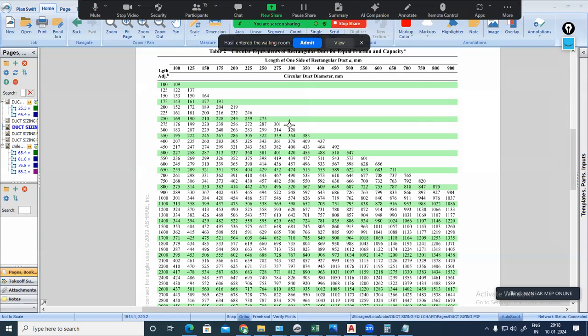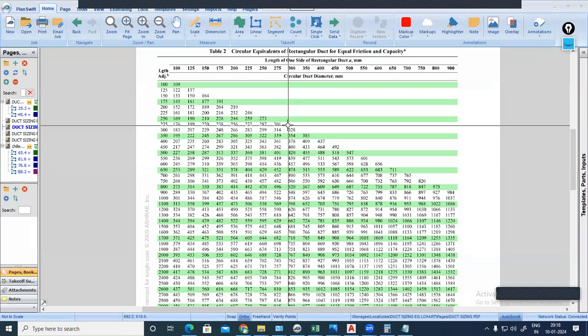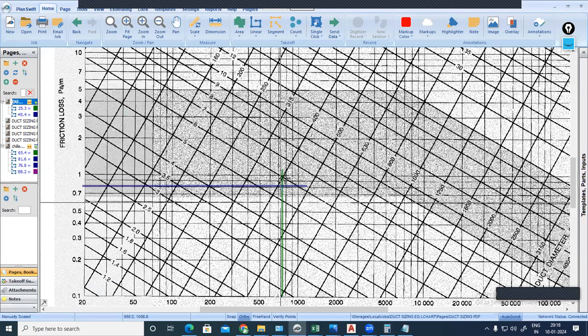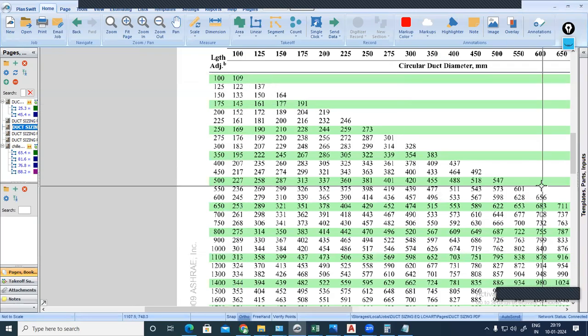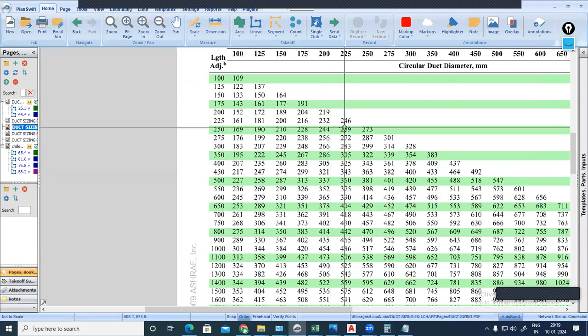That's why, moving from the first diagonal downwards, the aspect ratio will increase from 1. Correct? So you have to select your head loss of 0.8 Pascal per meter, mark it there, find the round duct diameter, come to this table, check in the first diagonal, then you can find the aspect ratio 1 duct.